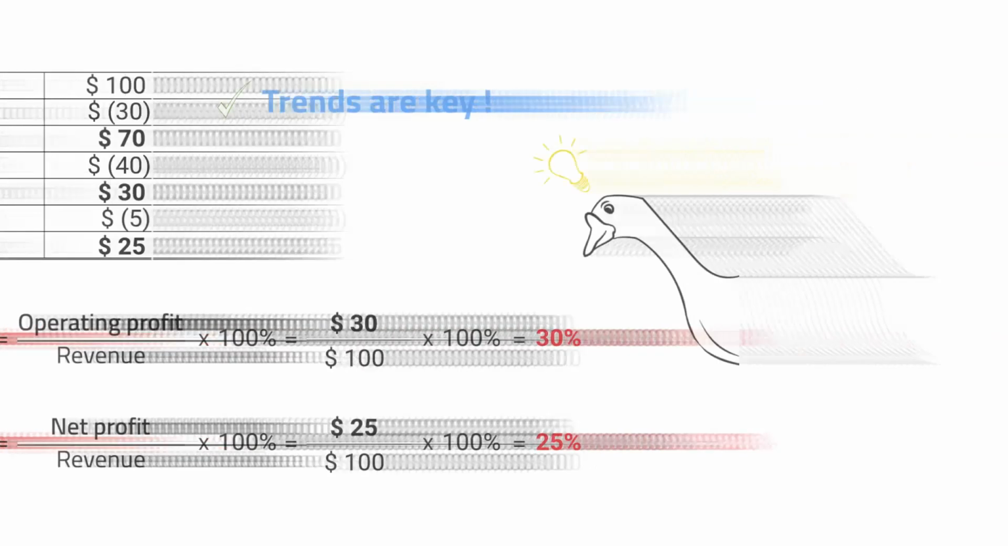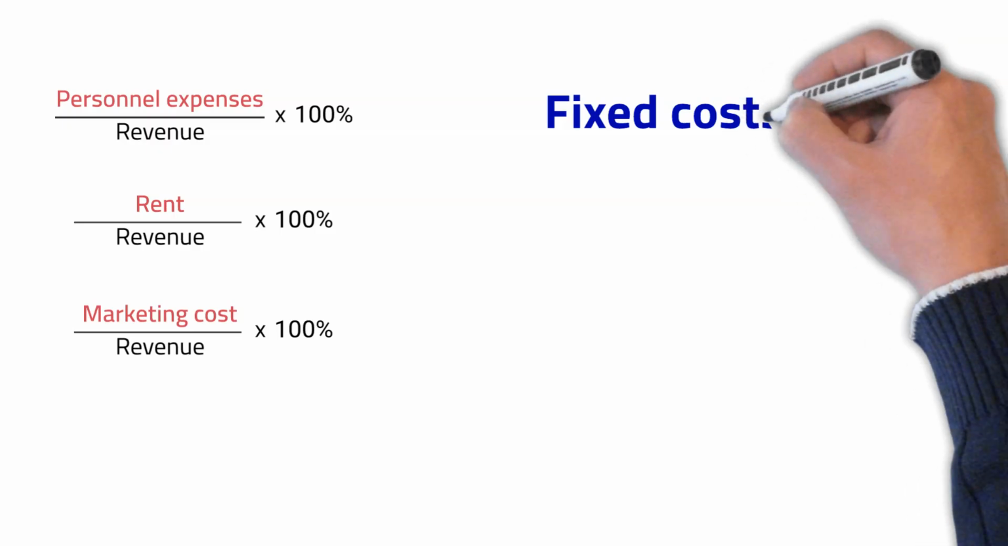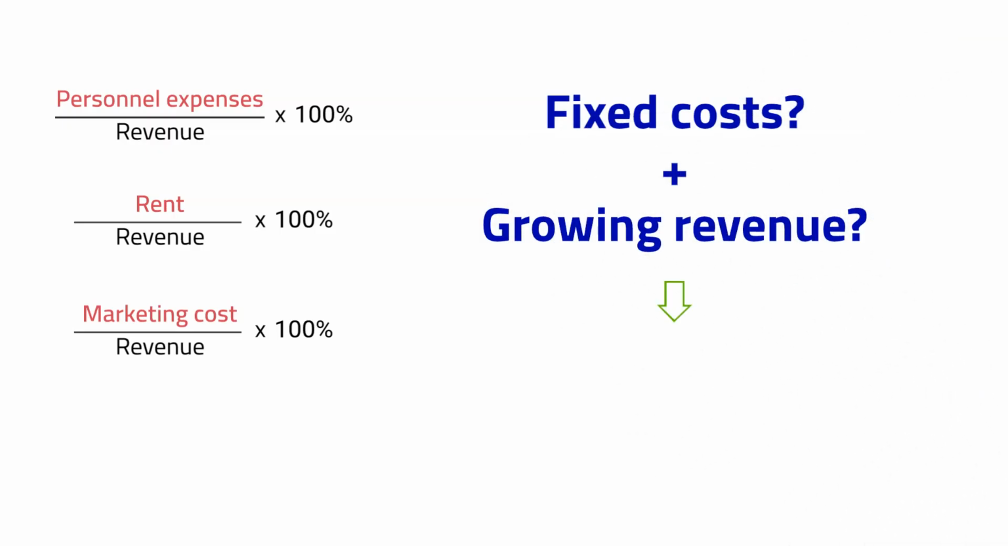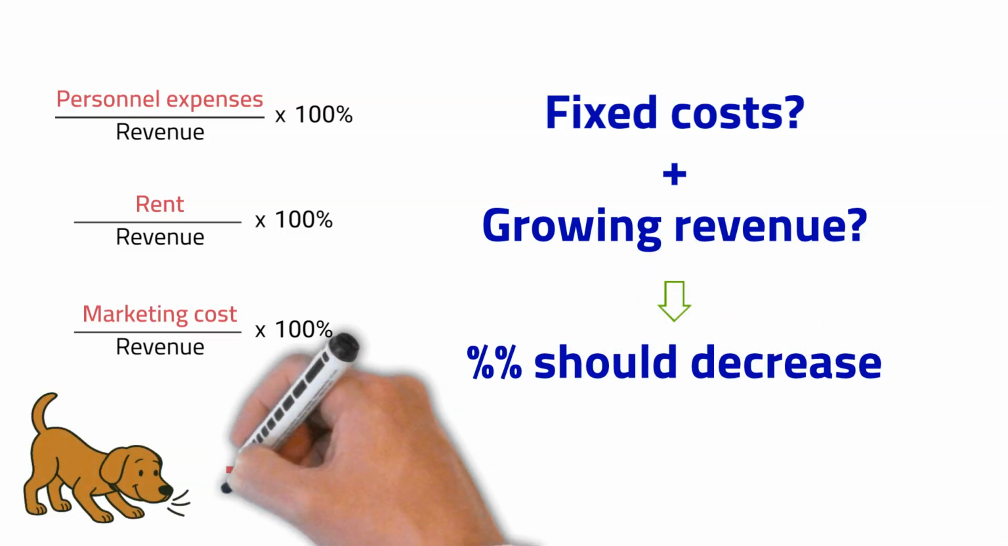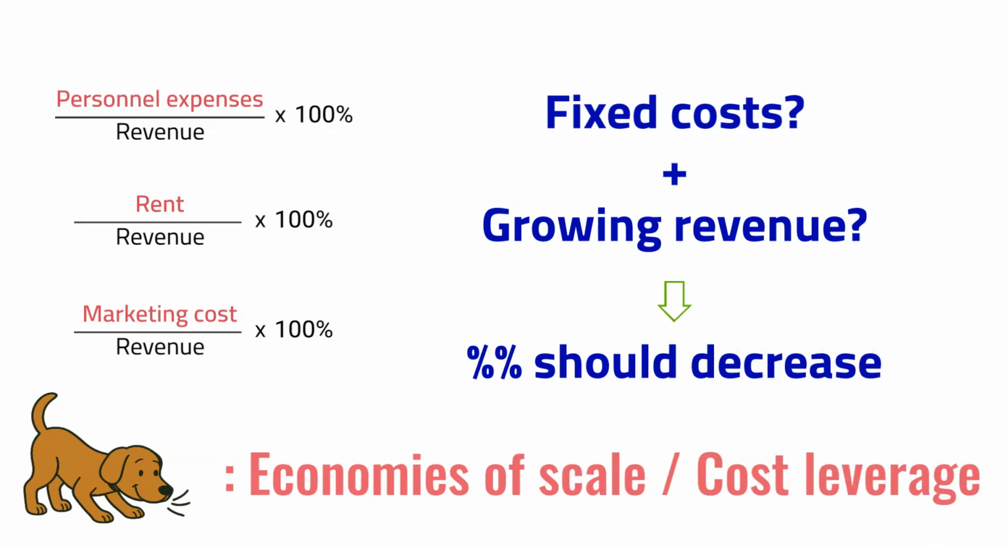To further understand the drivers of operating or net profit margins, you could dive deeper and calculate personnel expenses, marketing expenses, and other costs as percentage of revenue by dividing them by net revenue. When you have fixed costs, for example rent or personnel expenses, you would expect that when revenue is growing, the percentage of revenue is declining. That is a so-called leverage or economies of scale effect. The bigger the business, the more profit per $1 of sales you can generate.